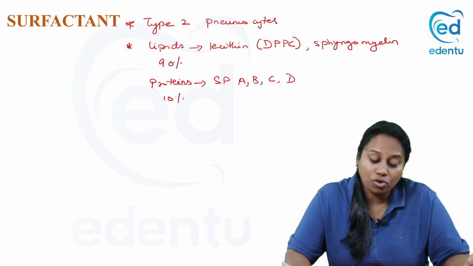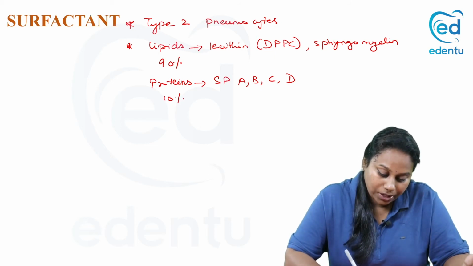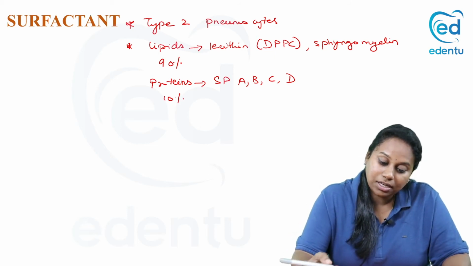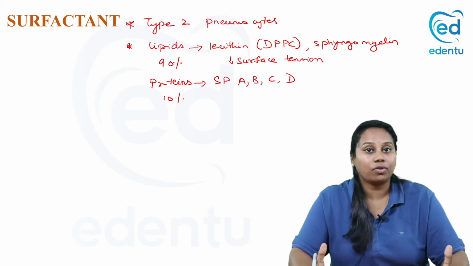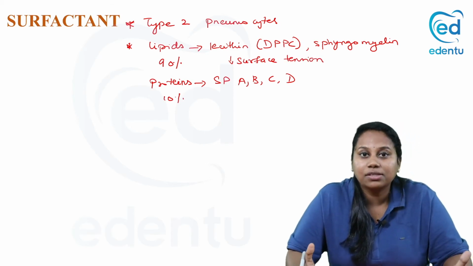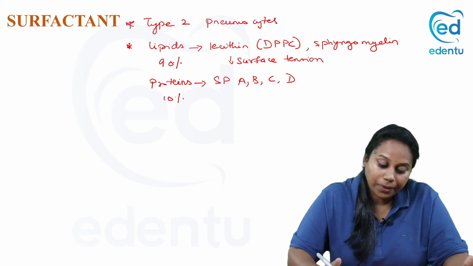So, what are the functions of these lipids and proteins? The lipids, especially lecithin and sphingomyelin, are responsible for decreasing the surface tension. So, this is the most important function of surfactant. Surfactant reduces the surface tension. We'll see what is that.